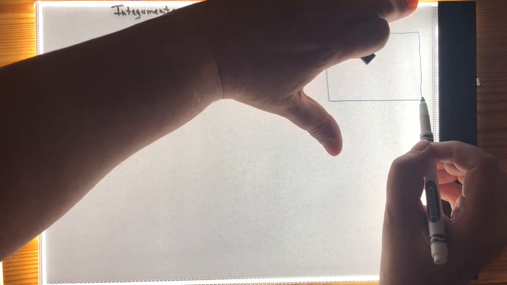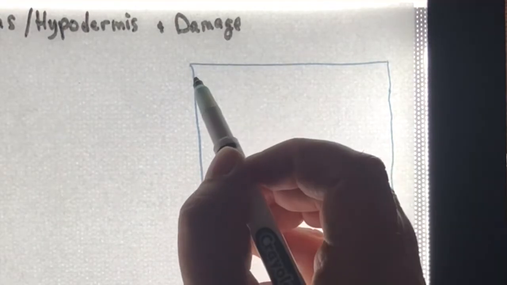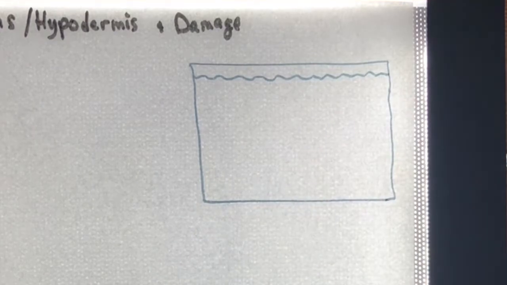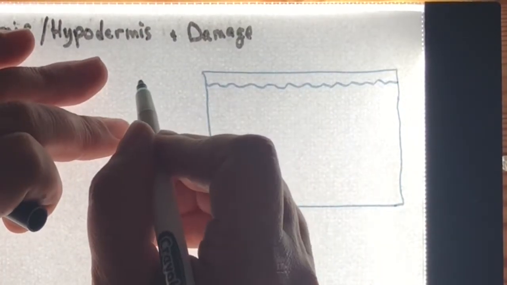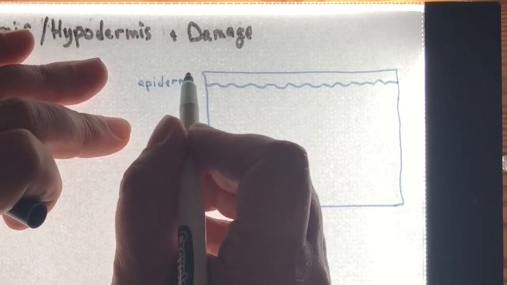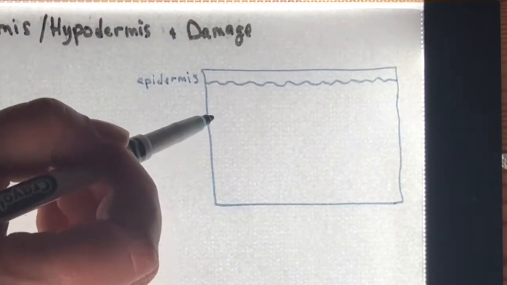We're going to go ahead and draw a rectangle here. This time we won't make it three-dimensional. We want to introduce you to the different layers. Of course, we start off with the epidermis, which we already covered in the previous video. You'll see those little papillae sticking up into it, extending up from the dermis.